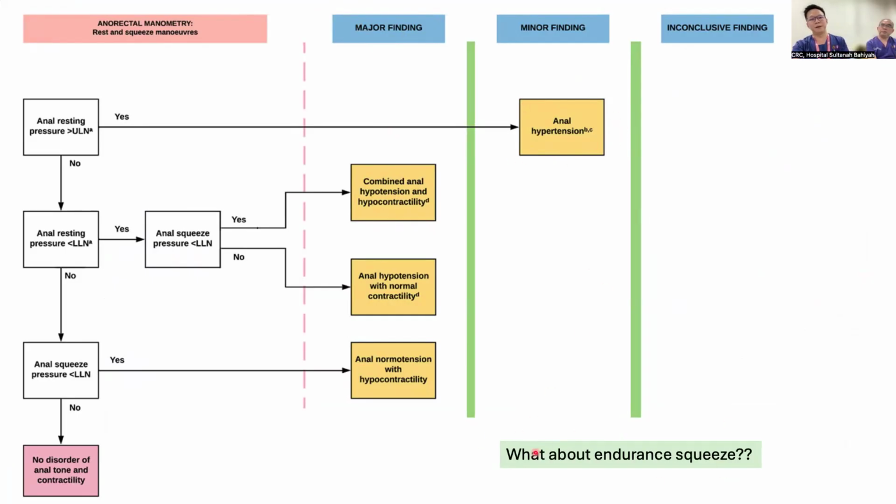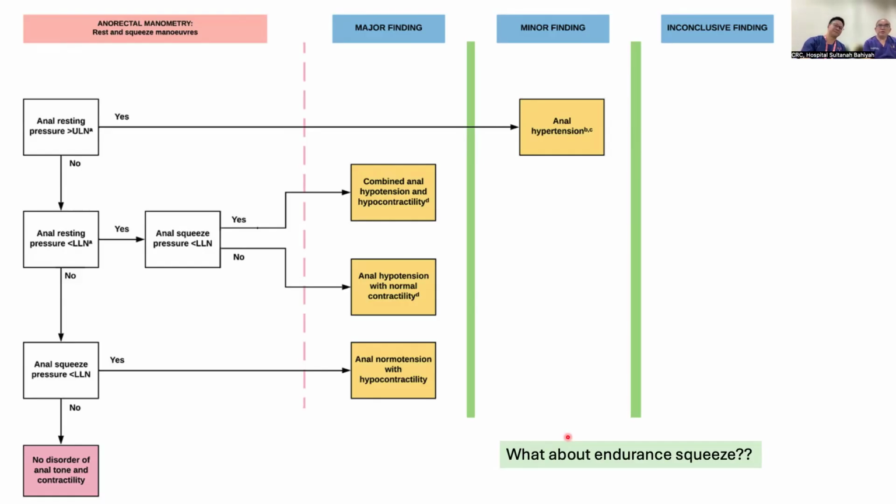And as I was reading the paper, I realized that they actually didn't cover anything about endurance squeeze. What does endurance squeeze tell us? We even had this chat before with Prof. Lee about endurance squeeze. Where do we fit it in? Because it's not part of the guidelines. So what we do now is that we put in a statement that, if everything is normal, the anal contraction is good, pressure is good, but they cannot do an endurance squeeze, we just mention that, abnormal endurance squeeze.